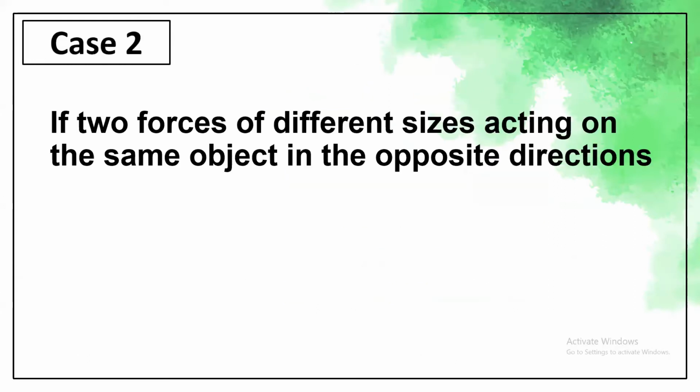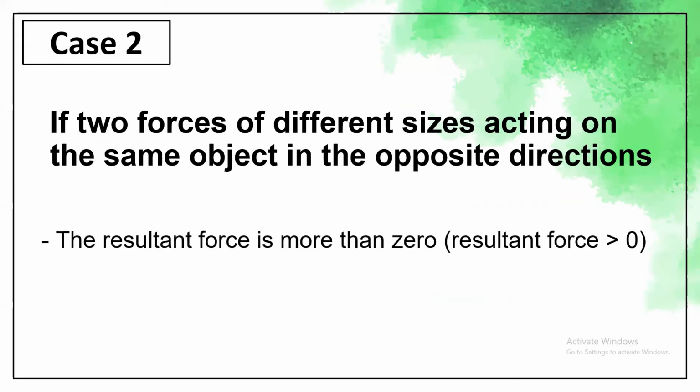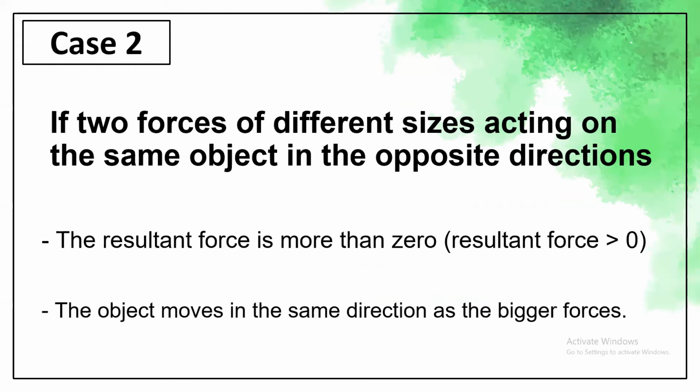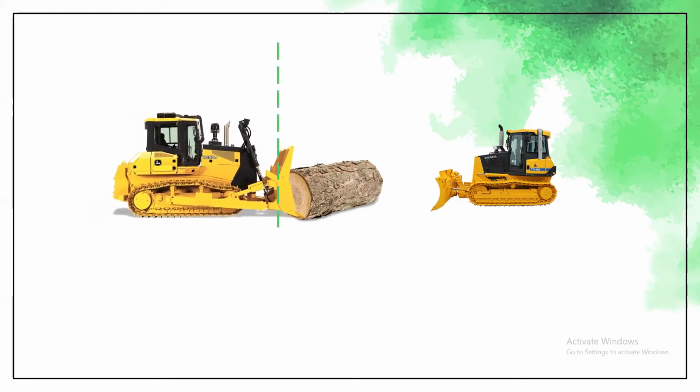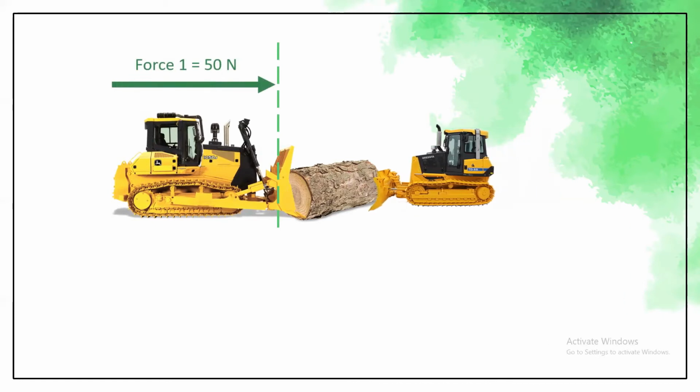Now for case 2: if two forces of different sizes act on the same object in opposite directions, the resultant force is more than 0, and the object moves in the same direction as the bigger force. Let's have an example. For case 2, we have two bulldozers of different sizes and again an object. The big bulldozer moves the object to the right with a 50 Newton force, and the small bulldozer moves the object to the left with a 20 Newton force.